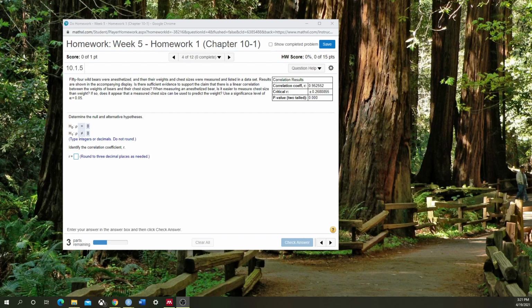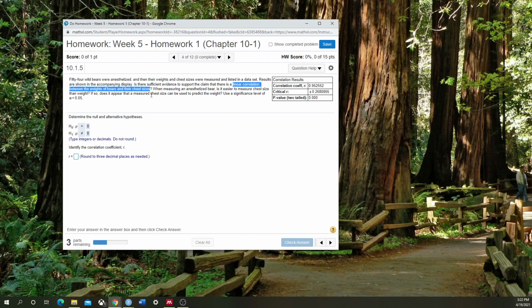Hello class, this tutorial is going to cover chapter 10.1 homework, and we're going to be looking at correlation, which is essentially looking at the relationship between two variables. So in this question, to start with, this is question number 4. And what's the test to claim if there is a linear correlation between weights of bears and their chest sizes?